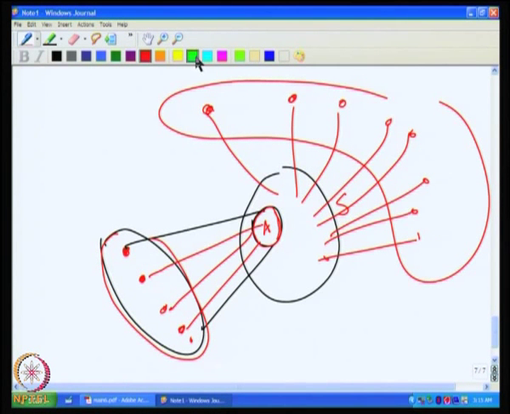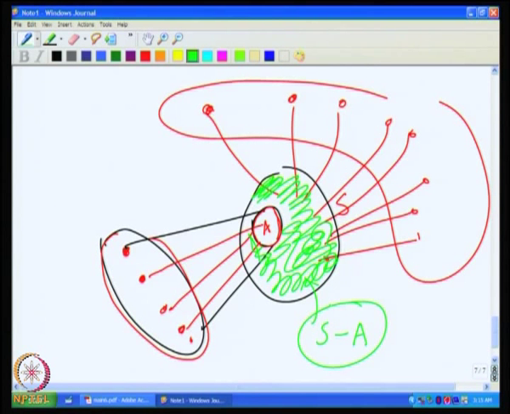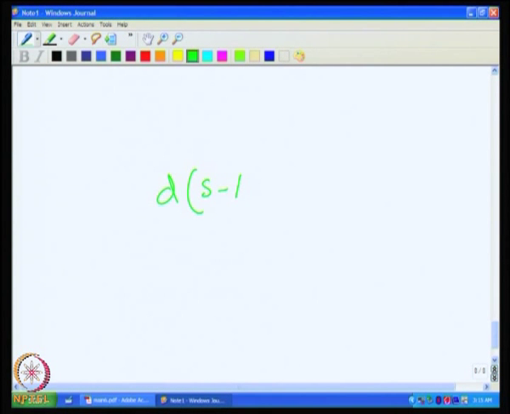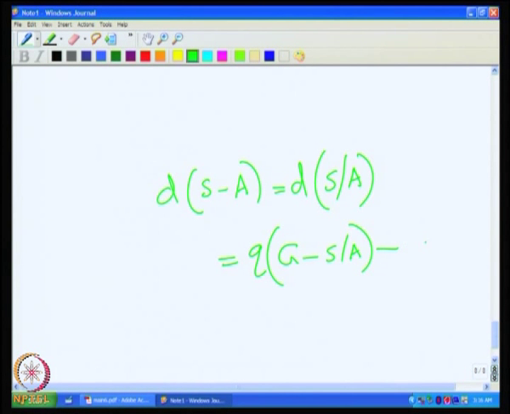Now, the question is, what if I consider this set, which is essentially S minus A? I could have considered this set S minus A. So, I can consider the D of S minus A. What will be the situation? Let us say D of S bar A, I can use this notation, that will be easier, is equal to Q of G minus S bar A, and then minus the cardinality of S minus A, so the cardinality of S bar A. Okay. Now you see there is a reduction here in the number of odd components, and there is a reduction here also.